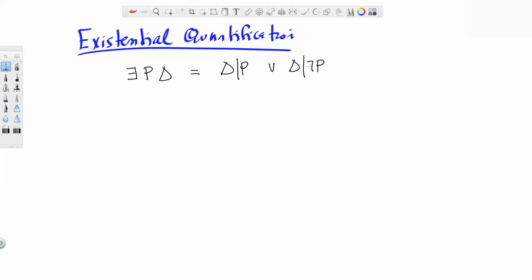So look, the subtle difference between this and the Shannon expansion or Boole's expansion. I'm taking the knowledge base delta. I'm setting the value of P to true. That's what I'm doing here. And then I'm taking delta and setting the value of P to false. So now I'm getting two sentences. Neither of them mention P, and then I take their disjunction.